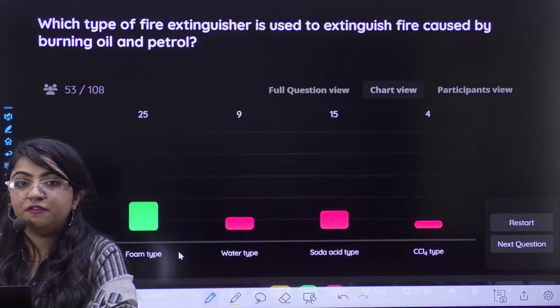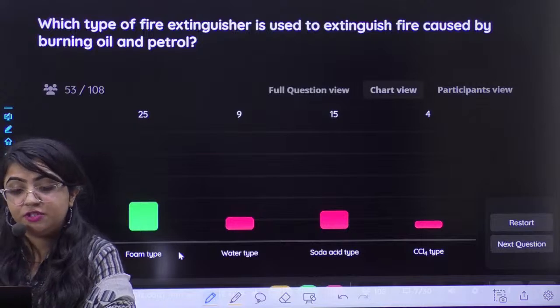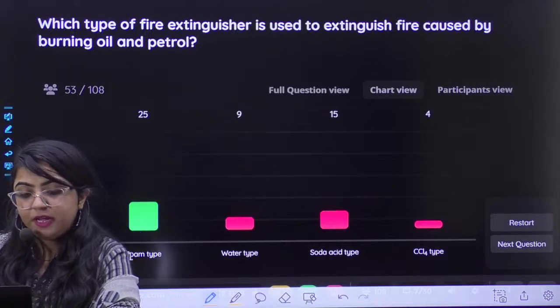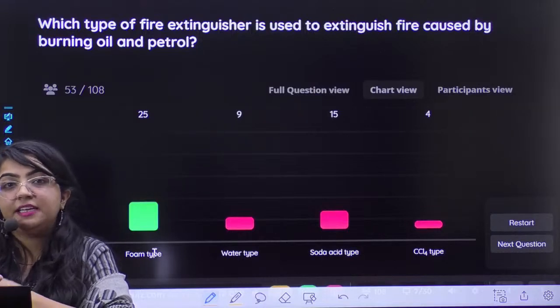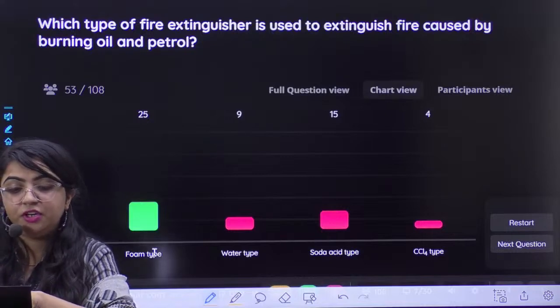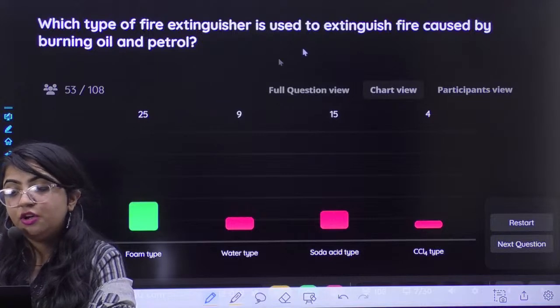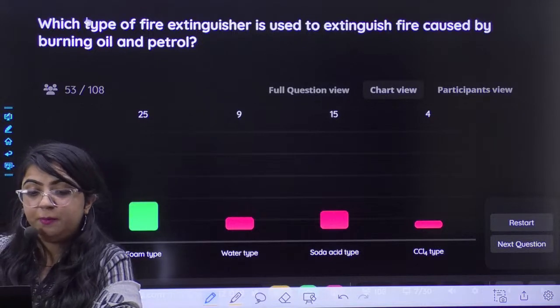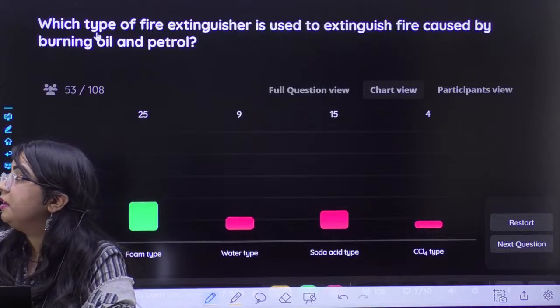As in the previous question, we have seen that CO2 acts as a blanket for extinguishing the fire. So these foam type extinguishers contain CO2, which ultimately will act as a blanket, or prevent the oxygen from coming in contact with the two liquids. So hence we will use the foam type extinguishers for extinguishing fire caused by burning oil and petrol. Is it clear to all? Please reply.